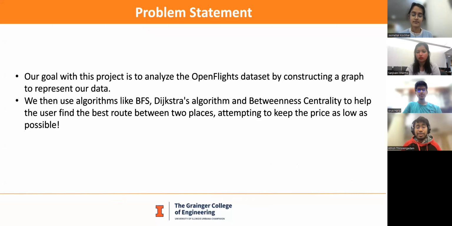Our goal with this project was to analyze the OpenFlights dataset by constructing a graph implementation with our data. For our traversal, we did a breadth-first traversal, and for two algorithms, we did Dijkstra's algorithm and betweenness centrality. Betweenness centrality helped answer our problem statement. We used it to calculate the centrality score for every node in the graph to find which was the most traffic-heavy node in the dataset.